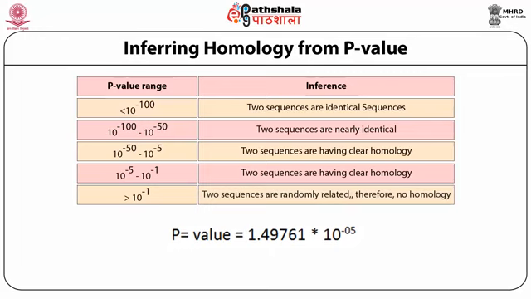There is no homology. Since the p-value in the present case is approximately 10 raised to the power minus 5, and this value falls between 10 raised to the power minus 5 and 10 raised to the power minus 1, therefore these two sequences may have possible distant homology.